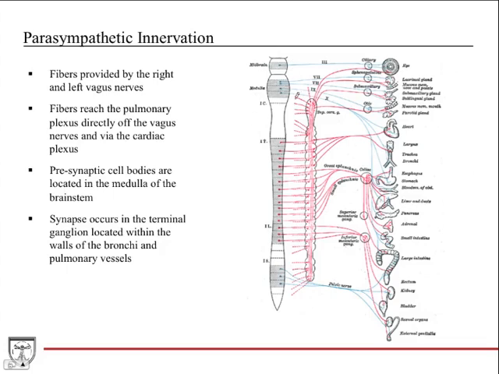Parasympathetic innervation, like the heart's, is provided by the vagus nerve. Here are the presynaptic cell bodies located in the medulla. Here's that vagus nerve, cranial nerve 10. So the fibers, like we said, the right and left vagus nerves, reach the pulmonary plexus directly. So here's the vagus nerve coming off here. This would be the pulmonary plexus.